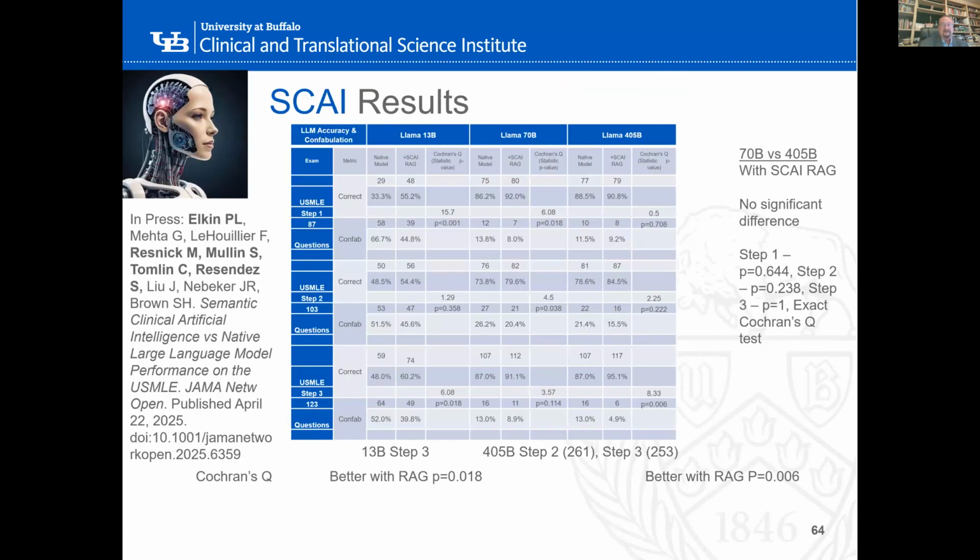So here are the actual results that will come out in the paper. They showed that it made a big difference in almost every category in the model. Now, comparing the 70 billion and the 405 billion parameter Llama models was not significantly different. So we picked one that we could run on our equipment, and we implemented the 70 billion Llama model with and without the retrieval augmented generation.